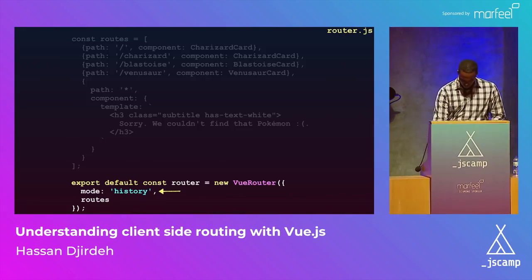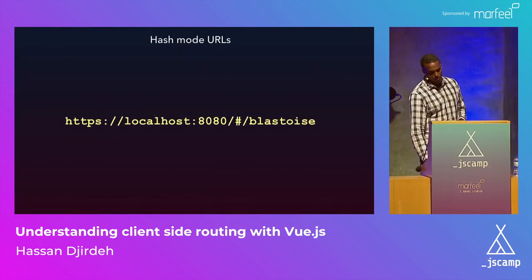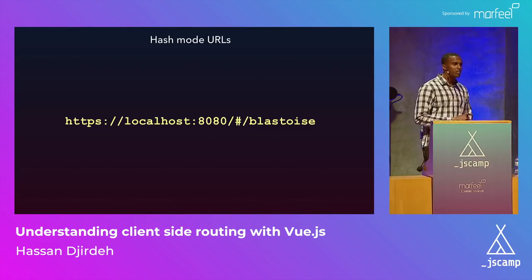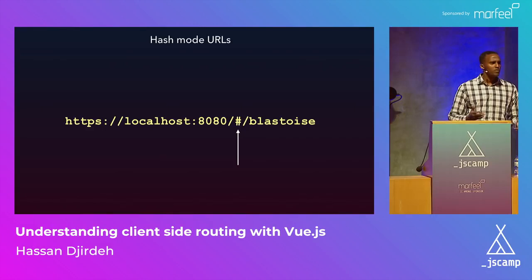What does that mean? Vue router's default mode is hash-based. That basically says when you immediately use Vue router, your URLs will be in hash mode. And that entails that after the domain name or the host name, you're always going to be presented with the hash symbol. Now, why is this here? I'm sure some of us have seen this.